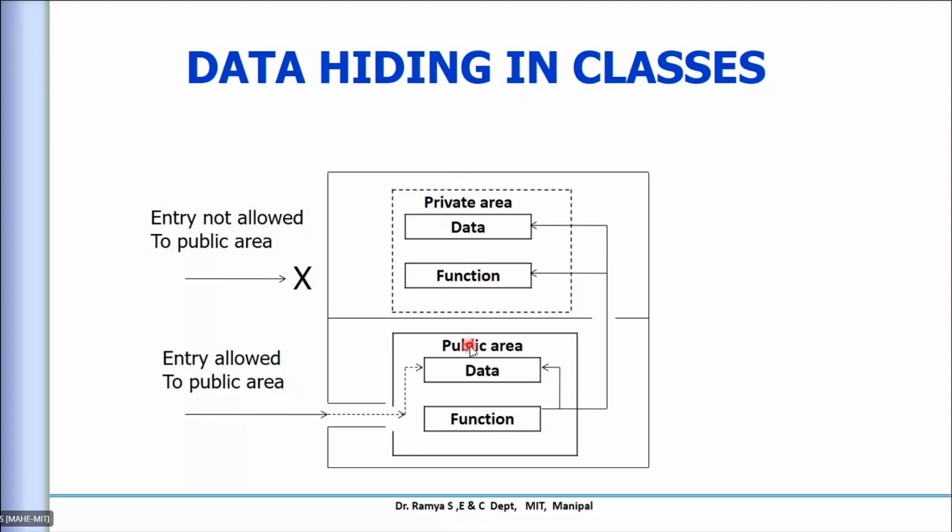But whenever you declare data which is publicly available, it can have more access to the outside world. We will see different access modifiers for this. Okay, so this is the important one.